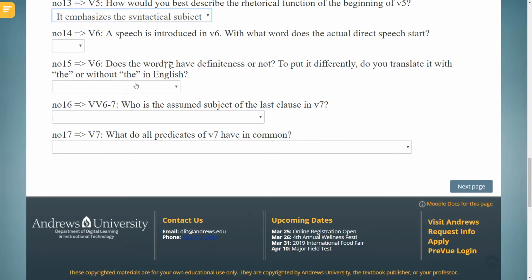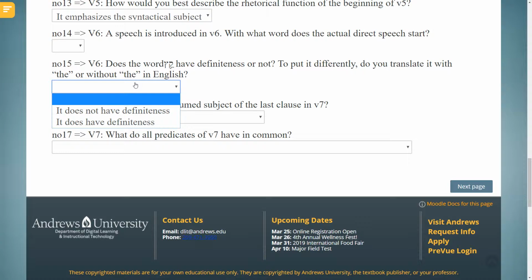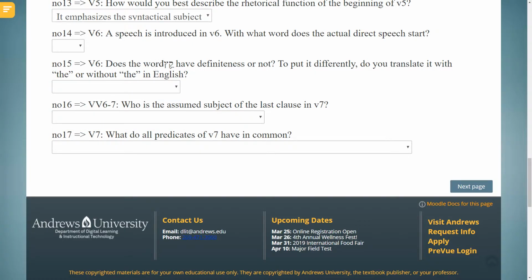Does the word ketz have definiteness or not? To put it differently, do you translate it with the article or without the in English? So obviously you have to translate and figure out whether it's in a construct relationship. If the last element has definiteness, for example, a proper name or an article, then this one would have definiteness.